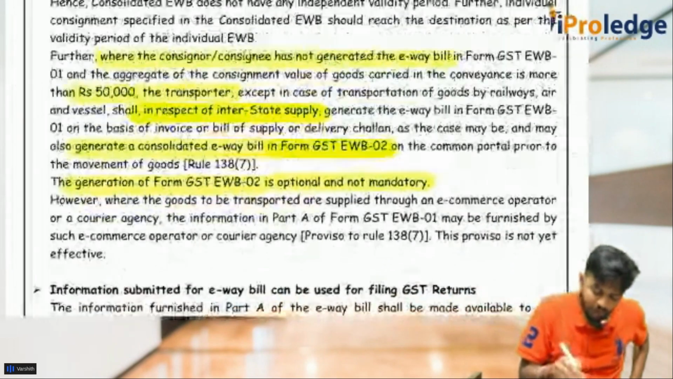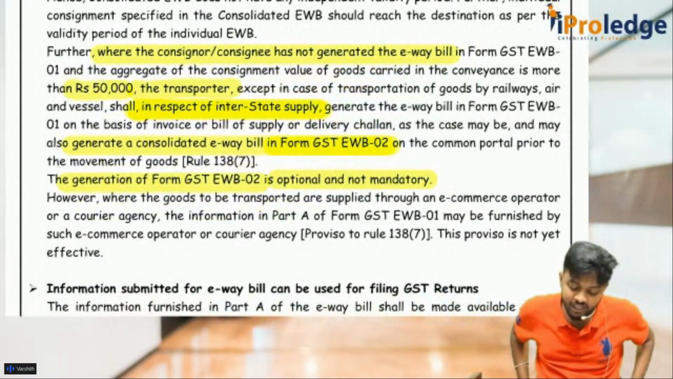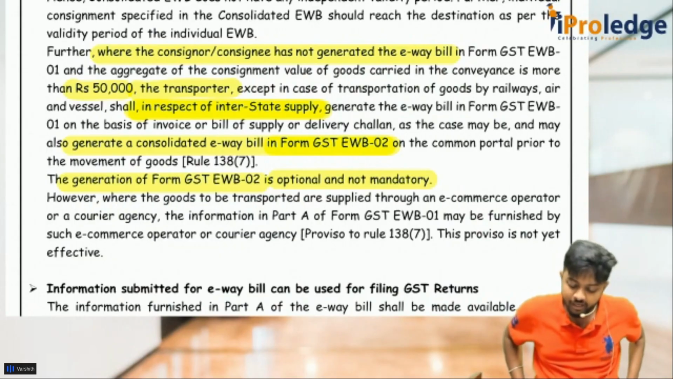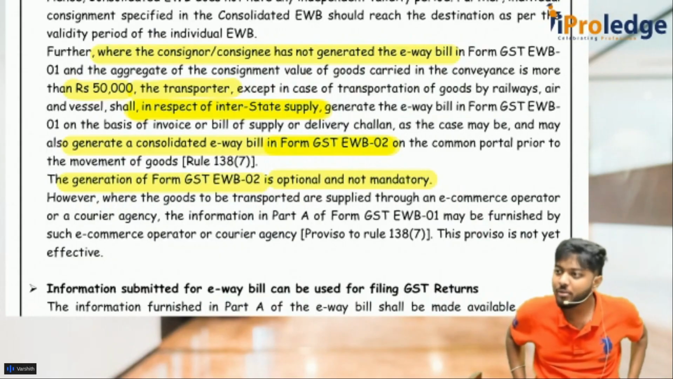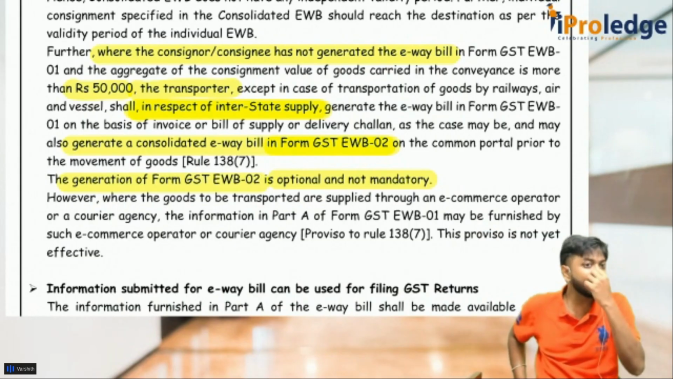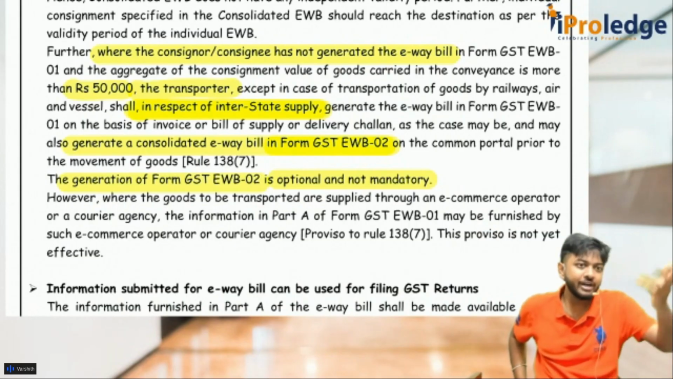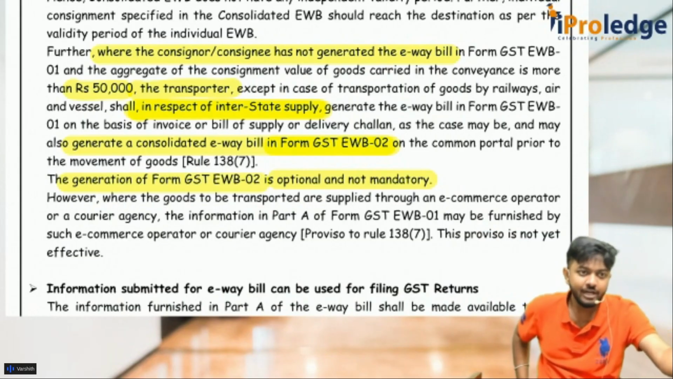So this point we have already read. However, where the goods to be transported are supplied through an e-commerce or courier agency, then the information in Part A may be furnished by such e-commerce operator only. We have already discussed, if authorization is received, then the e-commerce operator can generate the e-way bill. That option we still have.